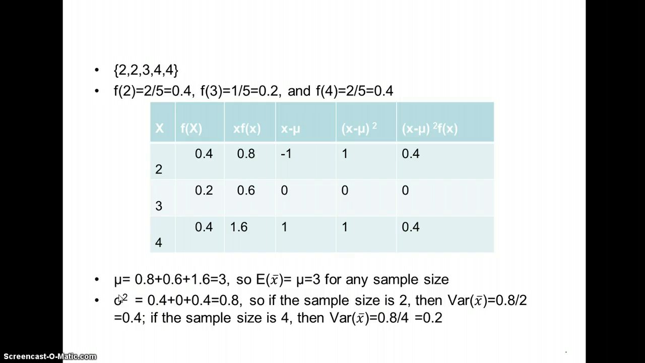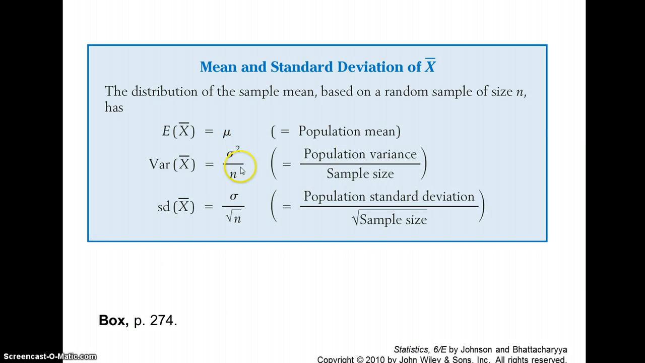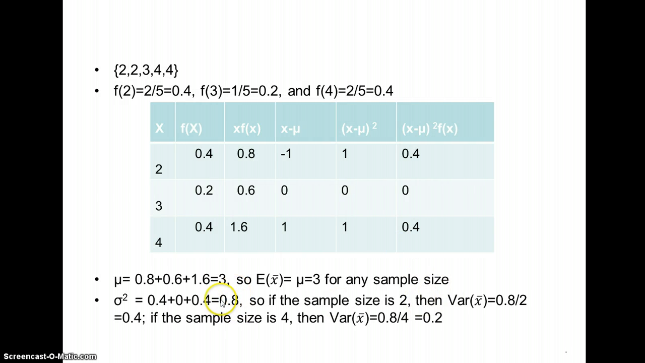And then how do I find this variance for the sample? This really depends on what your sample size is. So if the sample size is 2, use the formula here, the population variance divided by the sample size. So I'm going to take 0.8, that's the population variance, divided by sample size 2, I get 0.4. But if the sample size is 4, then the variance is going to be equal to the population variance 0.8 divided by the sample size 4, which is 0.2.